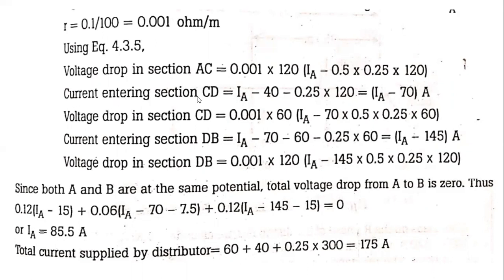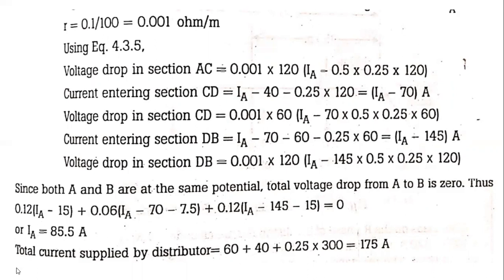Similarly, we calculate the current in CD, that is IA minus current minus resistance, that is 0.25 into the distance between the conductors. Similarly, we calculate the voltage drop in section CD, the current entering at the DB section, and the voltage drop in the section DB. After calculating all the voltage drops, we calculate the current flowing through all the sections.